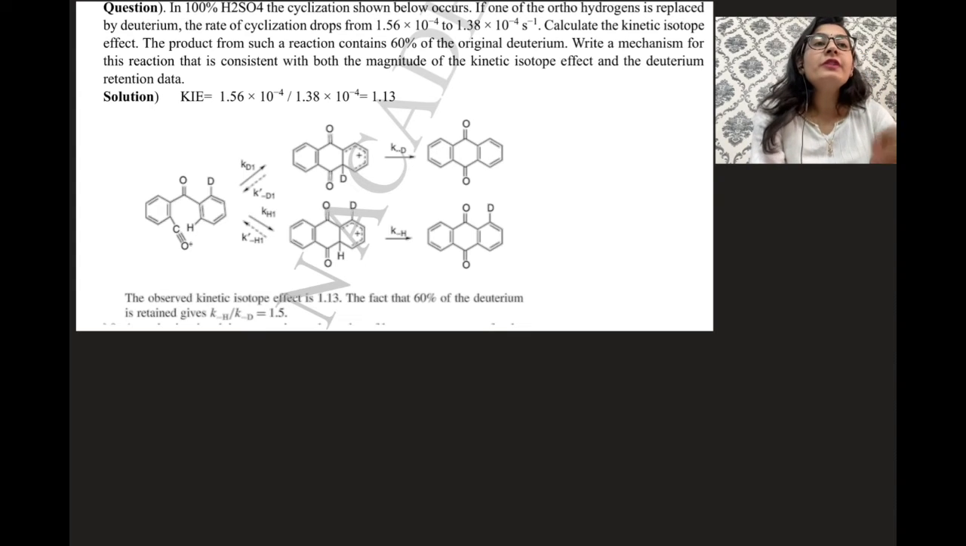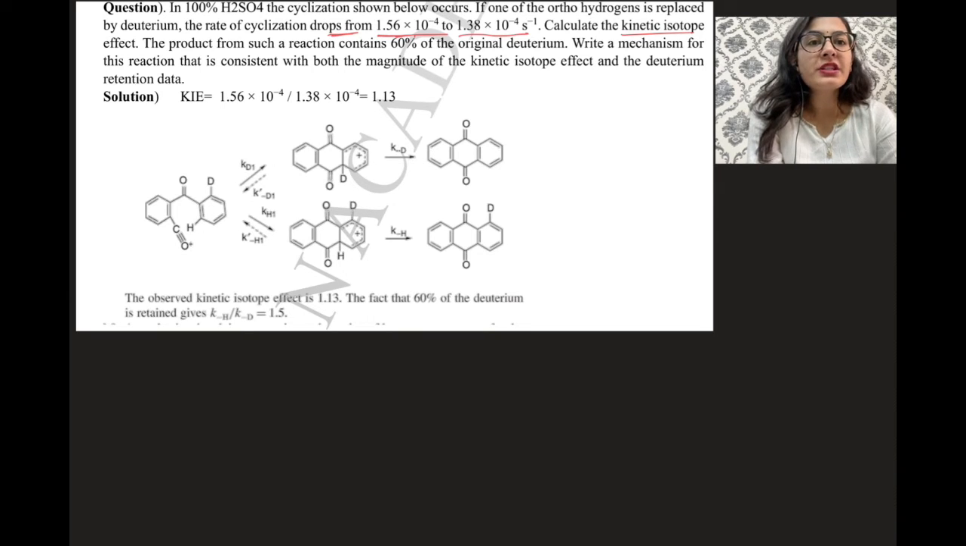And if one of the ortho hydrogens is replaced by a deuterium, the rate of the reaction drops from 1.56 × 10^-4 to 1.38 × 10^-4 second inverse. So this is how the change is taking place. KH and KD are the given rate constants. Calculate the kinetic isotope effect.